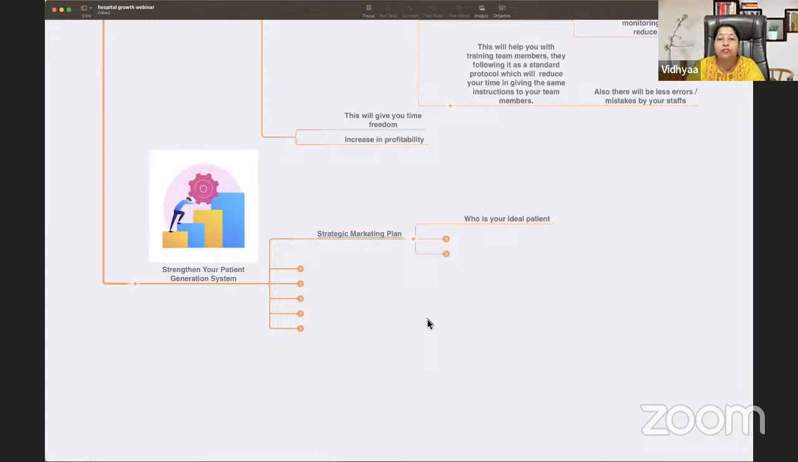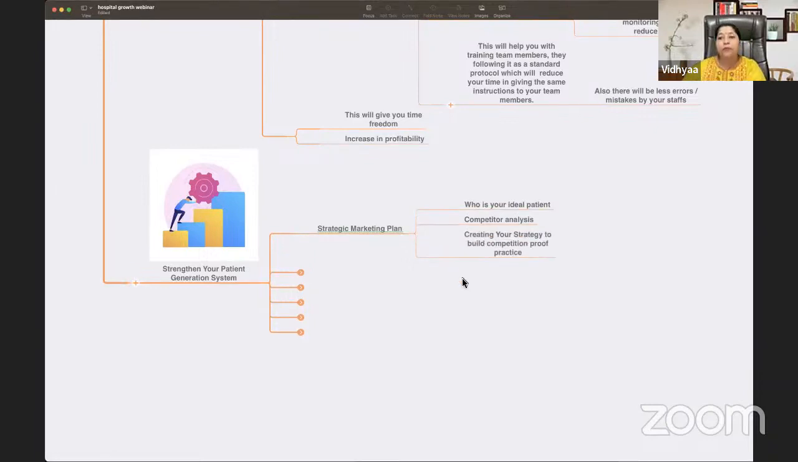Depending upon whatever services you're offering, identify who is your ideal patient so that you are able to customize your message, your content based on the services that you're offering. You should also be doing competition analysis. Whoever are your competitors, you have to do competitor analysis, and then based on these two data, you create your strategic plan to build a competition-proof practice. So that's how you create a strategic marketing plan.